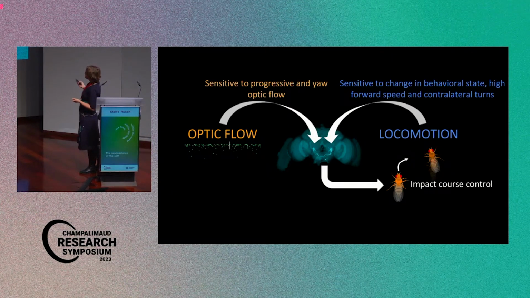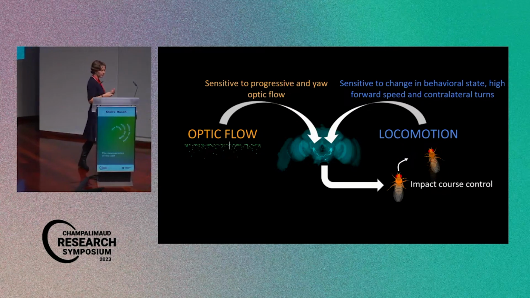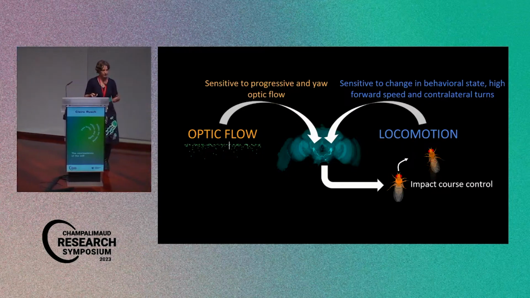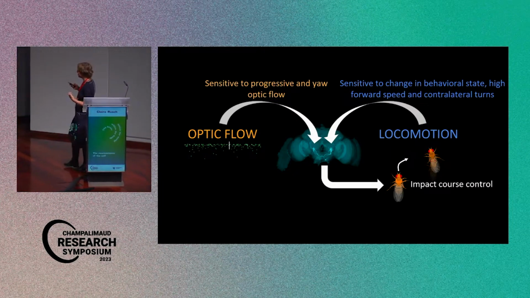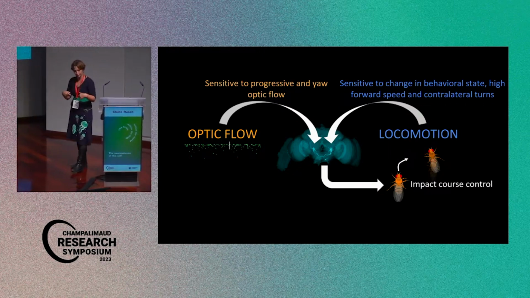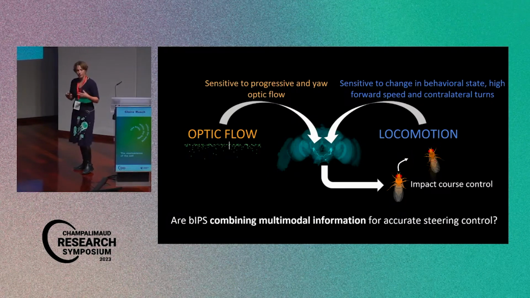Okay. So at the level of locomotion, what we saw is that it's sensitive to pretty much the same cue as in the optic flow only. So sensitive to progressive and sensitive to turning. It's very direction specific in both conditions. But now we have to put the 2 conditions, the optic flow and the locomotion, together, to see how BIPs are combining multimodal information to do those accurate steering controls.